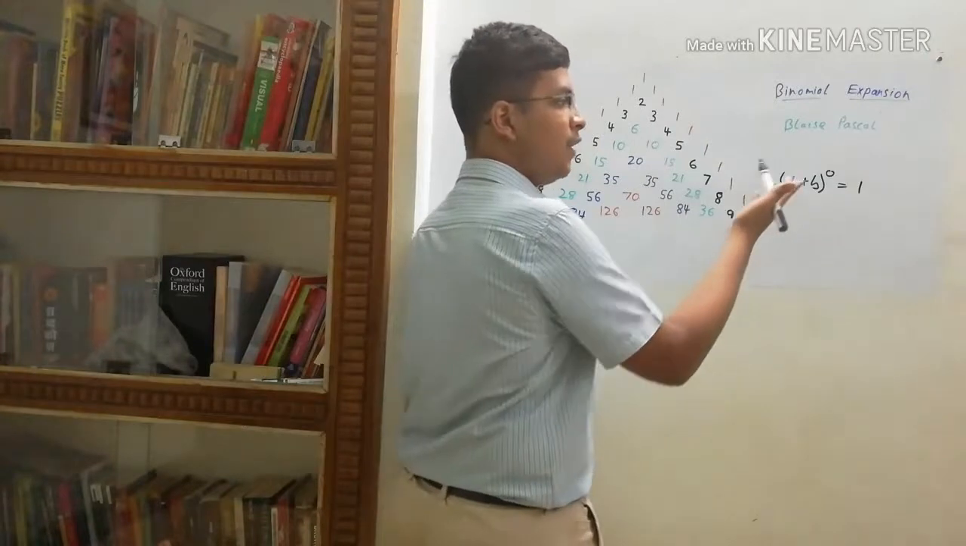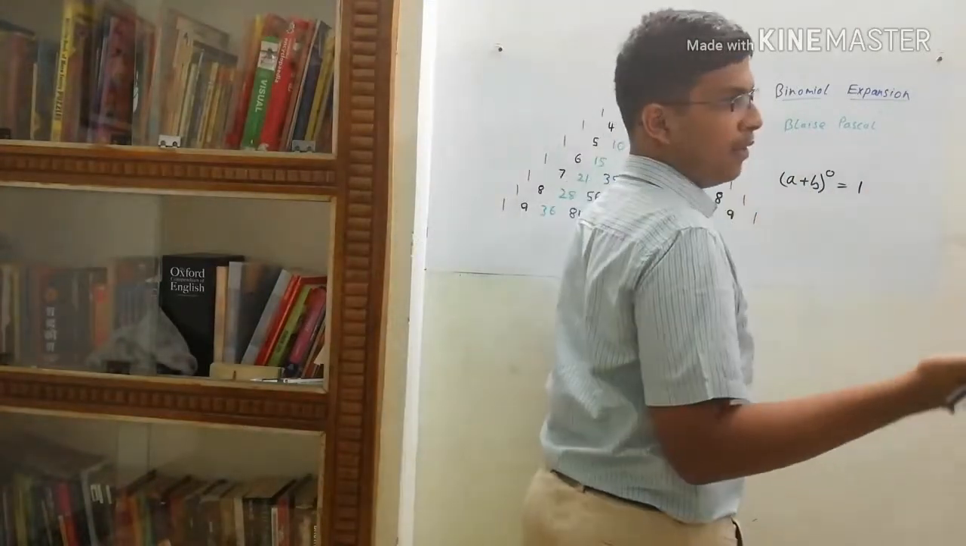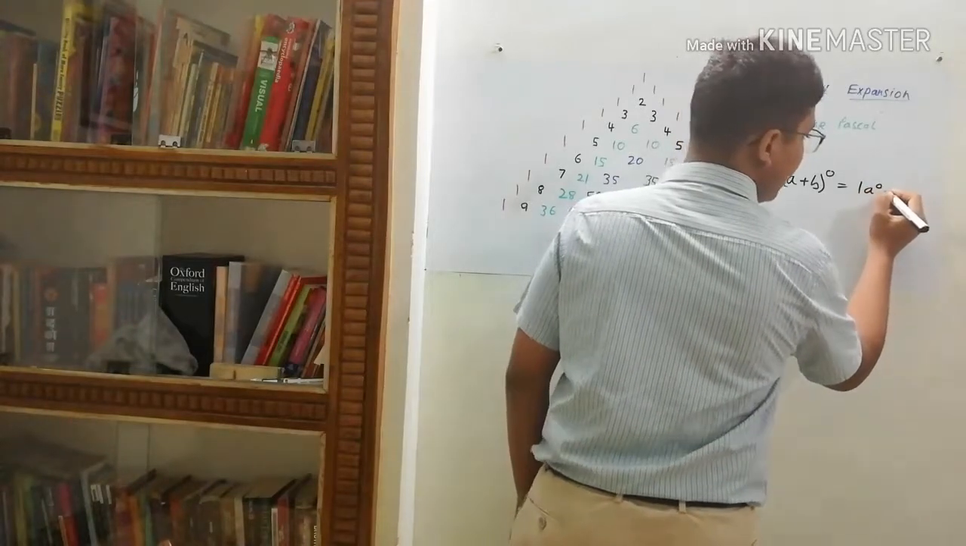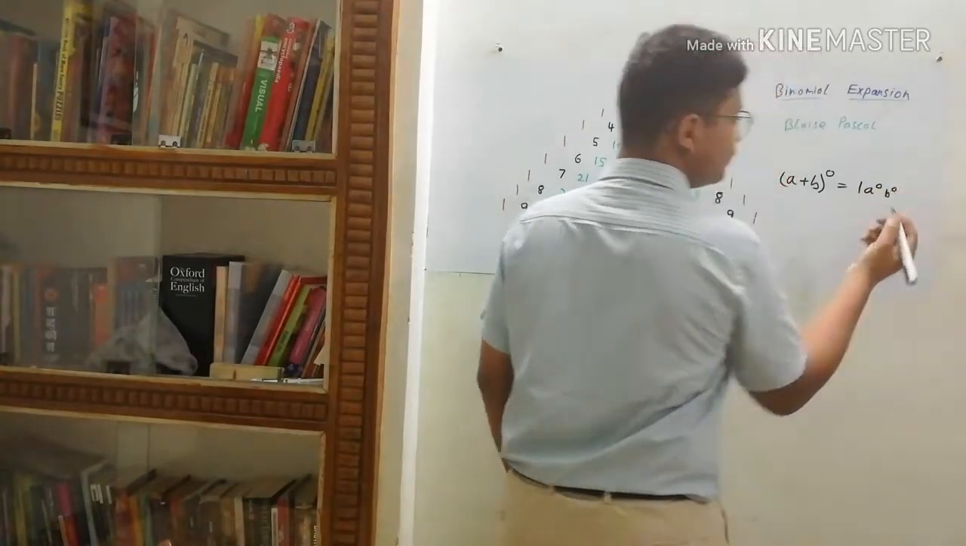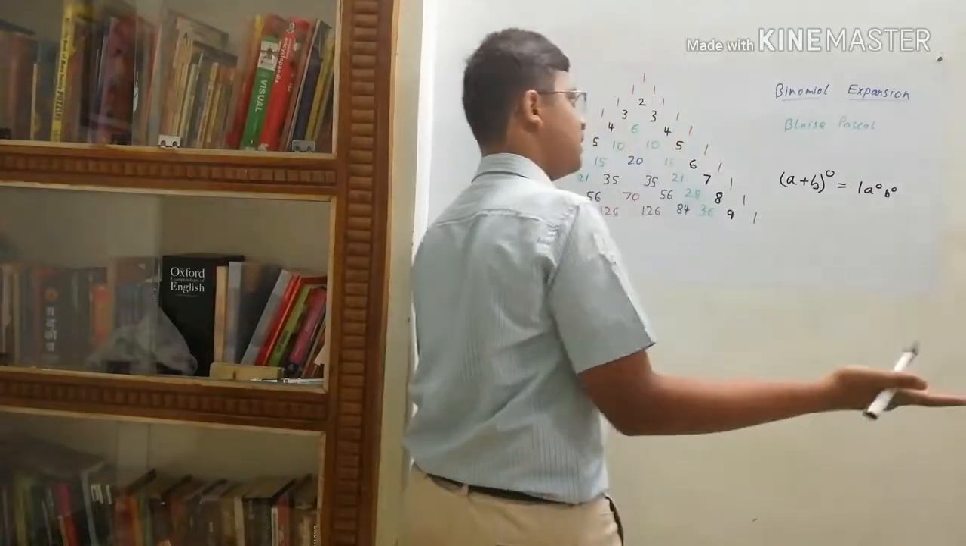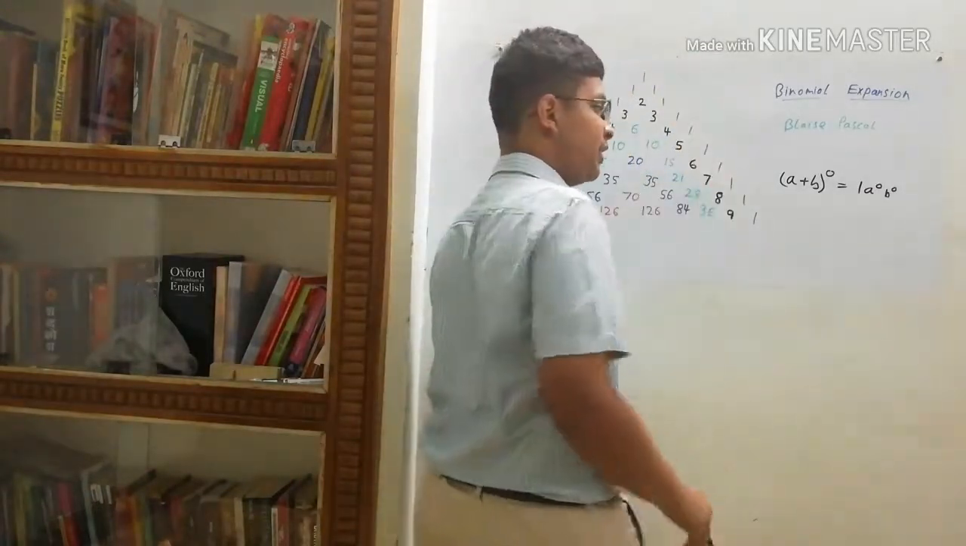What is the coefficient of A or any term of A? We can write it as A to the power 0, B to the power 0. So what is the coefficient? The only coefficient of the only term is 1. So the coefficient is 1.